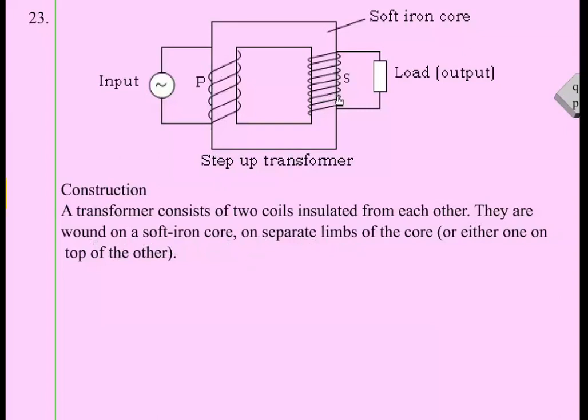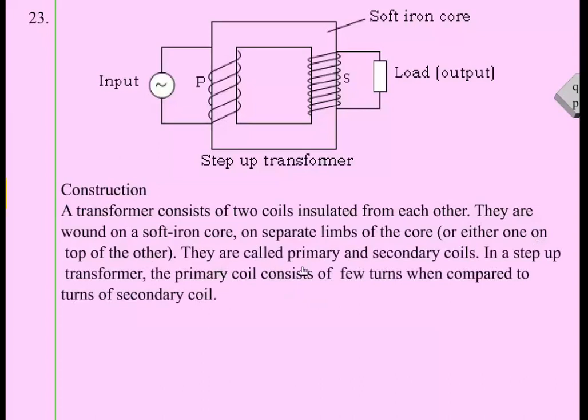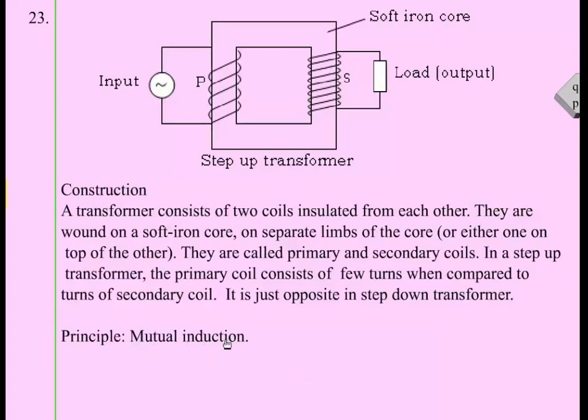This is one limb and the other limb of the core, or either one on top of the other. Of course, they can also be wound one above the other. They are called primary and secondary coils. Look here, this is the primary coil, this is the secondary coil. In a step-up transformer, the primary coil consists of few turns when compared to the turns of the secondary coil. It is just the opposite in a step-down transformer. Look, in a step-up, the number of turns in the secondary is greater than the number of turns in the primary. So its principle is mutual induction.